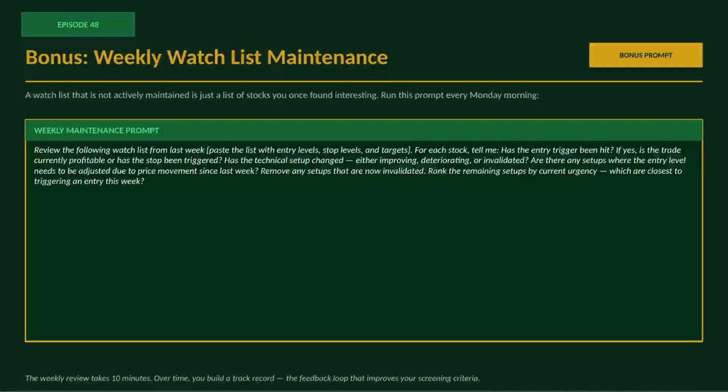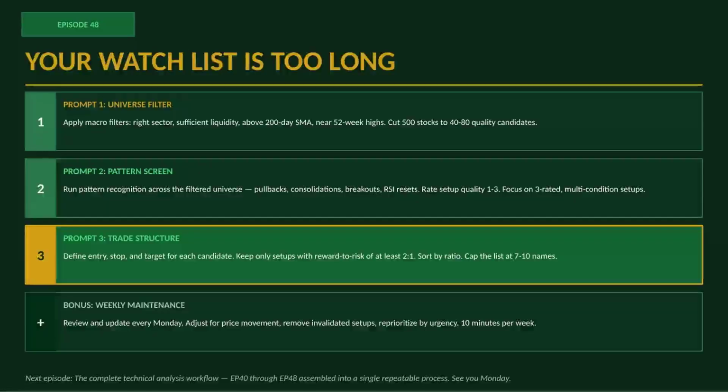The weekly review takes 10 minutes with this prompt. You end up with a current prioritized list every Monday. Over time, you will also build a track record, which setups triggered, how they performed, where they failed. That record is the feedback loop that improves your screening criteria over time. A technical watch list is not a collection of interesting stocks. It is a rules-based system that produces a short, high-conviction, trade-ready list of setups that meet your criteria and nothing else.